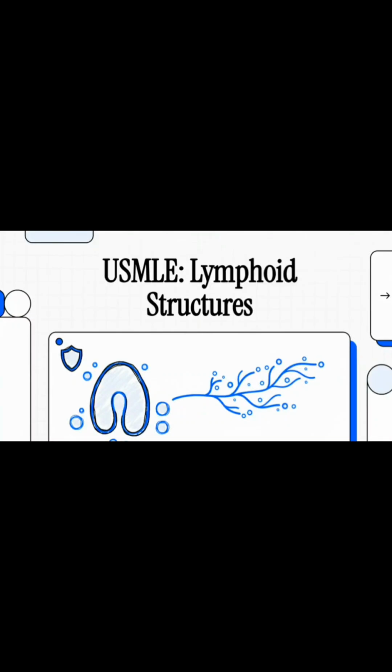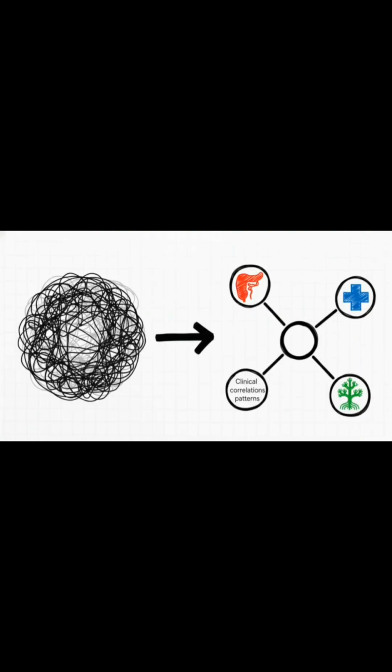All right, let's dive into a super high-yield topic for USMLE Step 1, lymphoid structures. We're going to break down the most testable, absolutely need-to-know concepts that will get you points on exam day. Our mission here is pretty simple. We're going to take this seemingly complex topic and turn it into a straightforward, easy-to-remember framework.